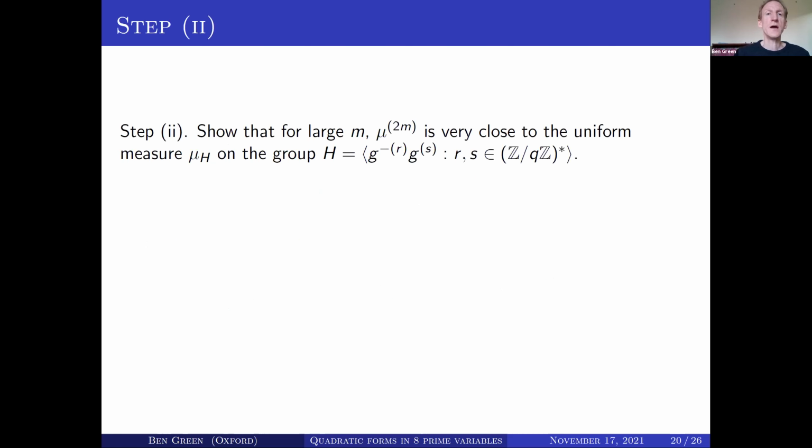So step 2 is to look at how these high convolution powers behave and show that they get close to the uniform measure on a group. And in fact, on the group generated by the support of mu, or more accurately, by these elements. So mu is supported on the elements g to the brackets r, so the dilates of this one fixed element g, and I need to look at the inverse, g to the minus r times g to the s, as r and s range over all of z mod qz.